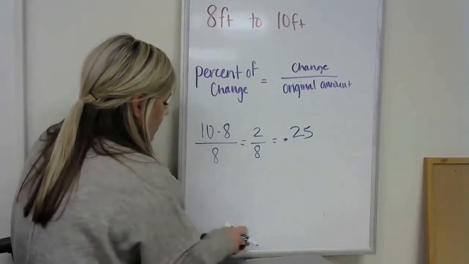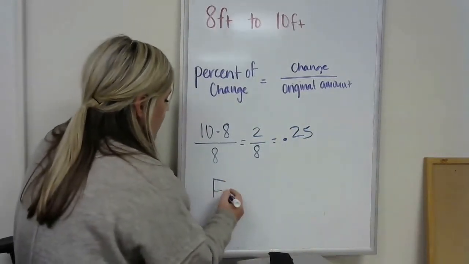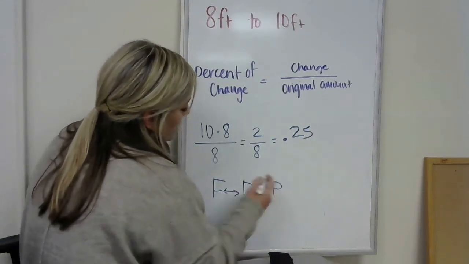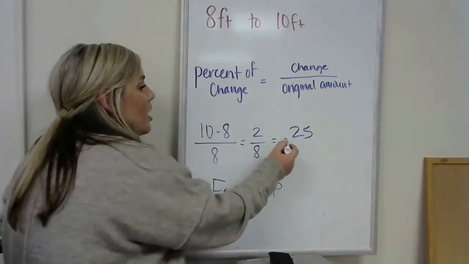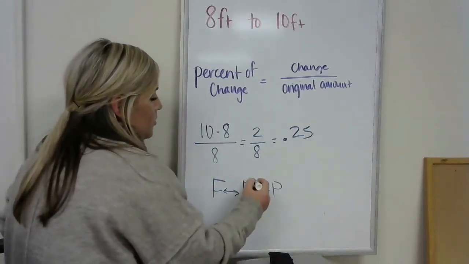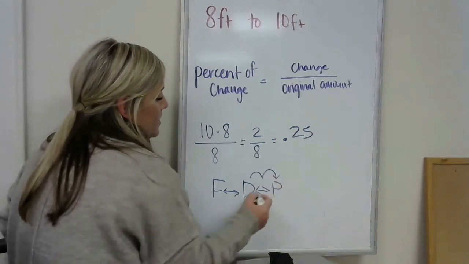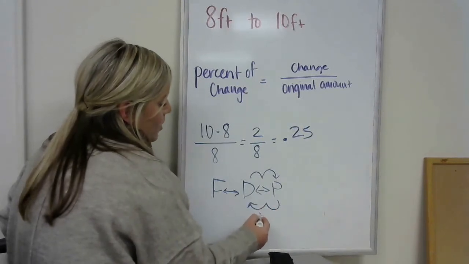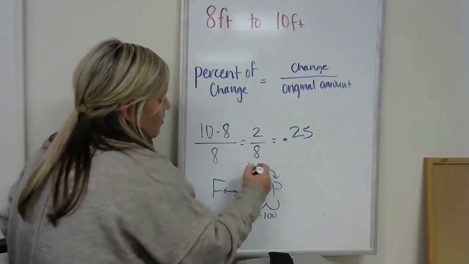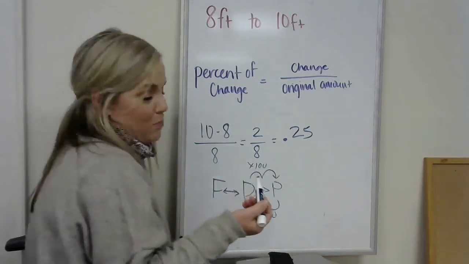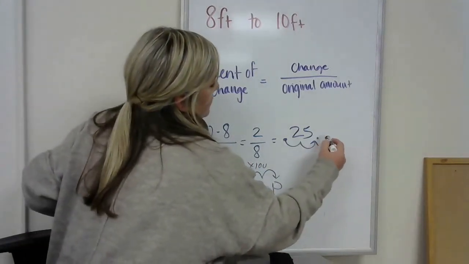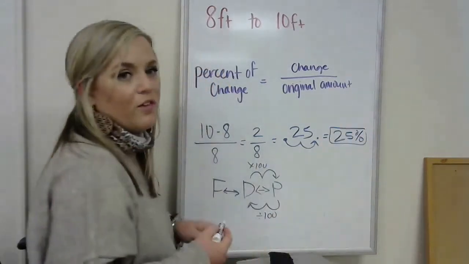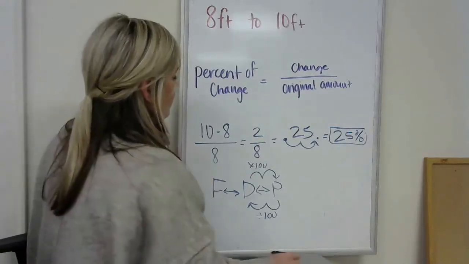But if you remember, we've been talking about this almost every lesson. FDP! Fraction, decimal, percent. So we have 0.25. We're going from a decimal to percent, and we know we go 2 places to the right. If we were going from a percent to decimal, it would be 2 places to the left, or divide by 100, or we can multiply by 100. I would just prefer to move my decimal. It's much easier. Which equals 25%. So the percentage change here is 25%. Okay?